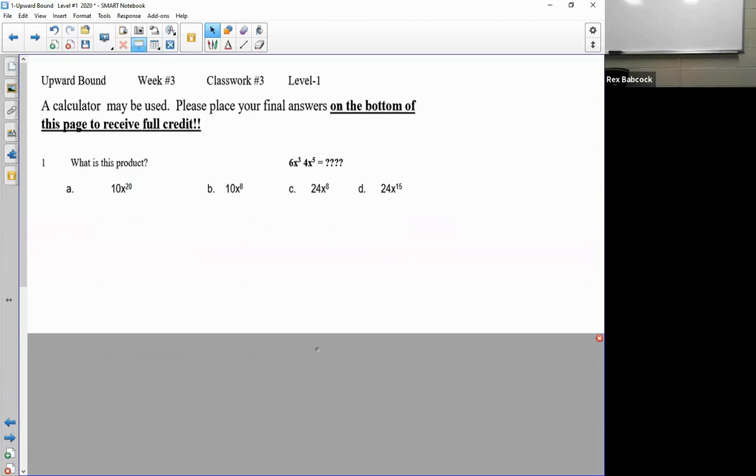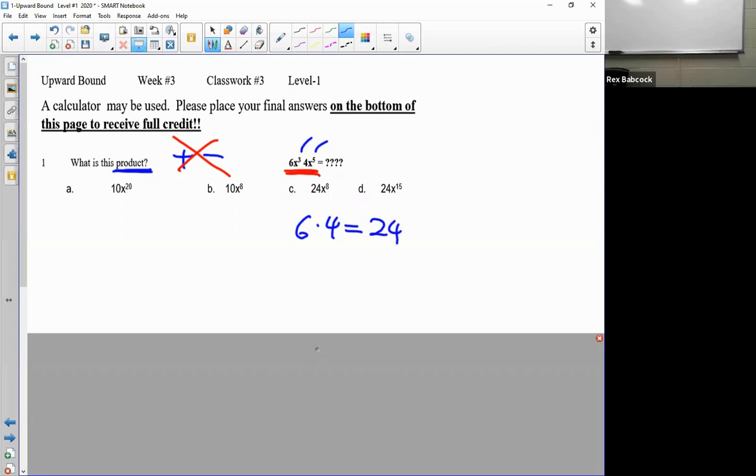What is this product? Now they tell me right up front, there's a product. And I know as long as there's no addition or subtraction in the problem, there's no addition or subtraction here, I add the exponents and multiply the numbers. So if I was doing this, I'd say 6 times 4 is 24. And if I add the exponents, 3 and 5, that's 8. And there's only one answer, C. Answer C. I'll get that down.